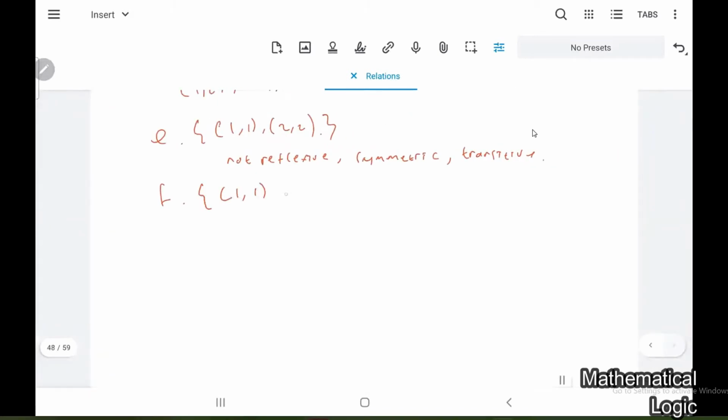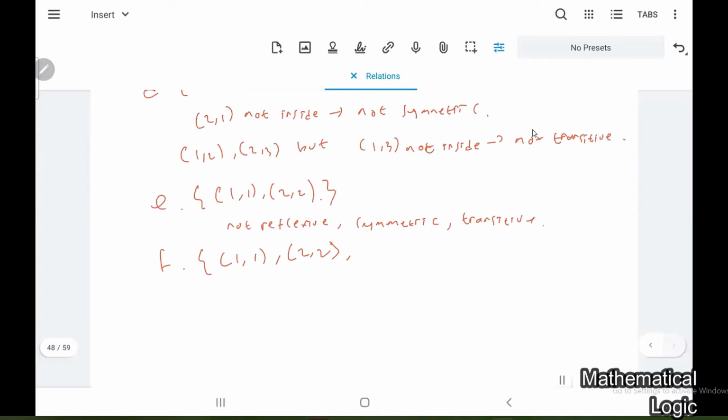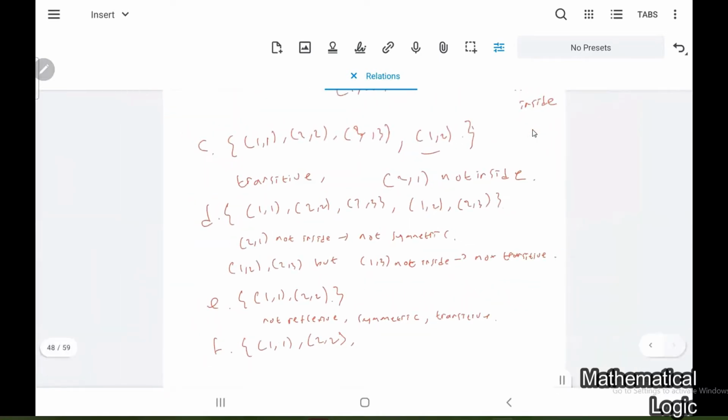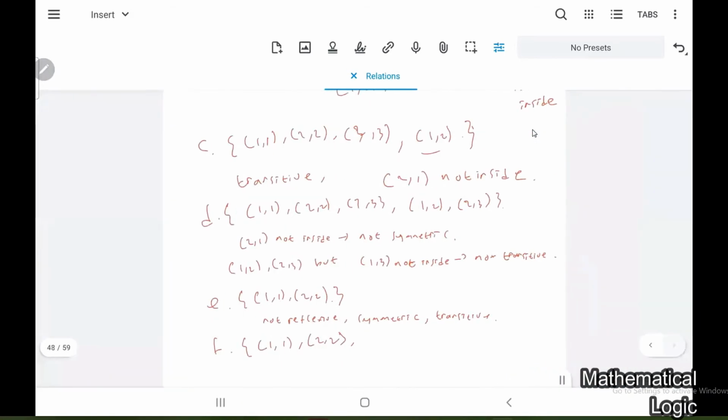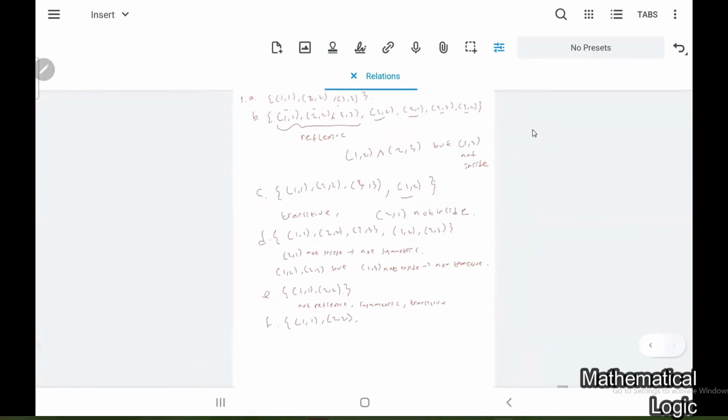So again, we keep only 2 because we want to make it not reflexive. So we don't include 3,3. And how to make it transitive but not symmetric? Easy. Oh, not transitive but symmetric. So same like this. We add 1,2 and then 2,1 and then 2,3, right? And then 3,2, right?